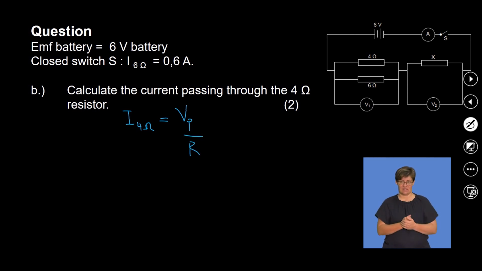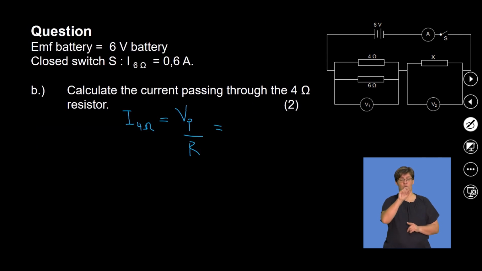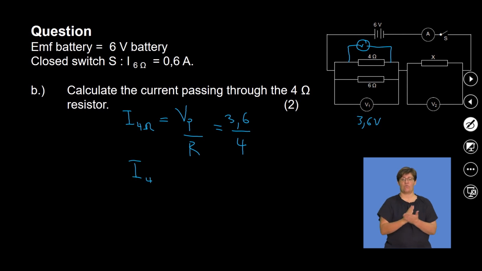Divided by that resistance. So we got that voltage to be 3.6, okay? So that voltage is 3.6. So this is 3.6 volts, okay? So if that is 3.6, which is exactly the voltage across 4 ohms, all right? So this is equal to 3.6 divided by 4. This is what gives us the current that goes through 4 ohms, which is equal to 0.9 amperes, right?